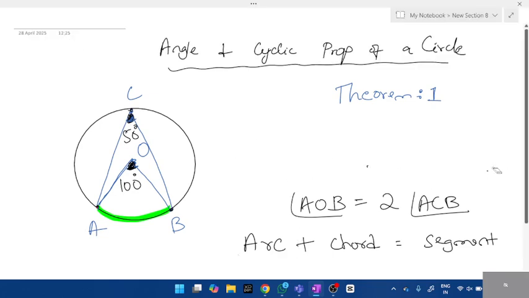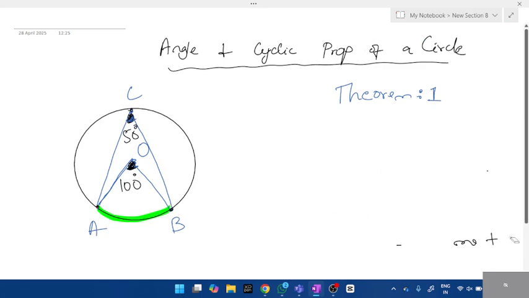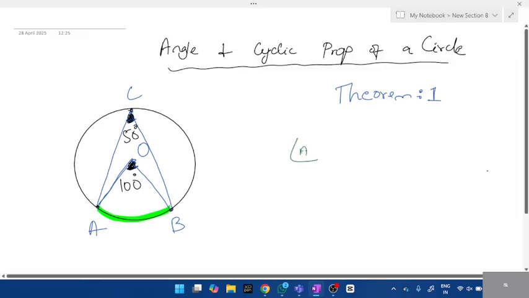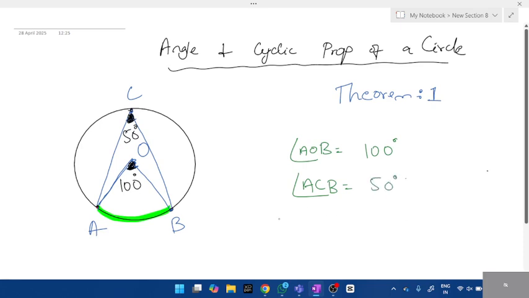So instead of all this explanation, just remember, AB is a common arc. What is the value of AOB I am given? 100 degrees. If AOB is 100 degrees, what will be the value of ACB? ACB should be 50 degrees, half of it. So the formula is AOB equals 2 times ACB. That is, the angle subtended at the center is equal to 2 times the angle subtended at the circumference.